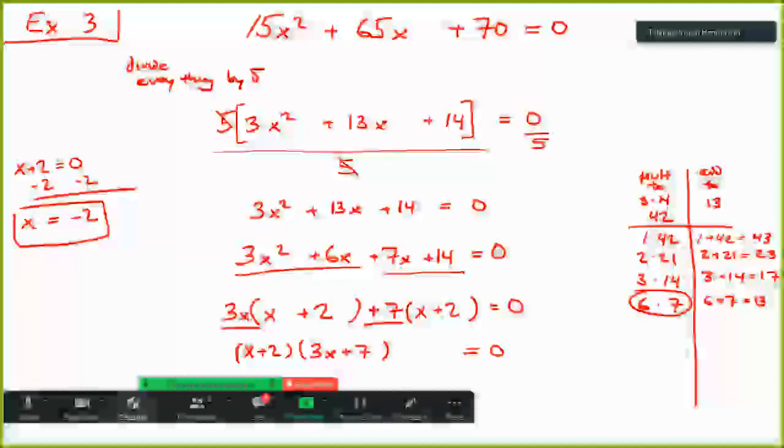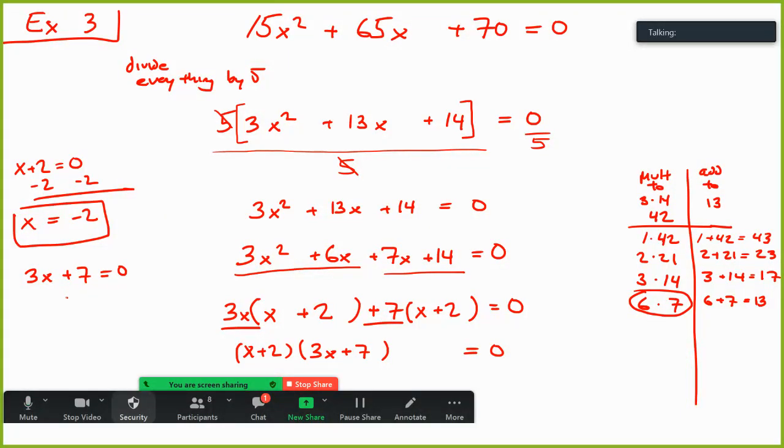Now for the slightly more complicated one, it's 3x plus 7 equals 0. So always get rid of the plus or minus number first. So we're going to do minus 7 to both sides. We get 3x equals negative 7. And of course, we have to undo that times 3 by dividing by 3. So we get x equals negative 7/3. And finally, we've solved it.